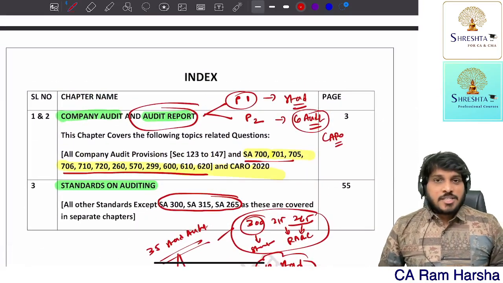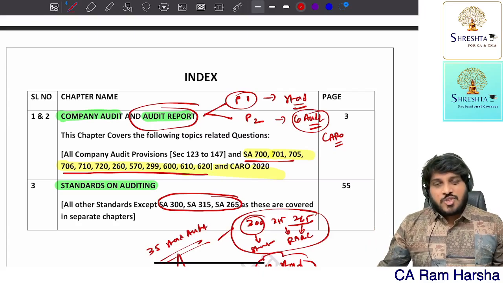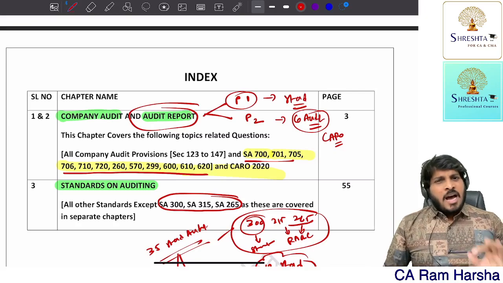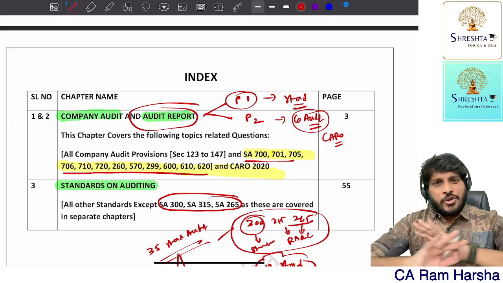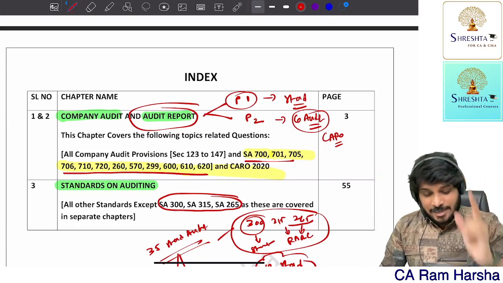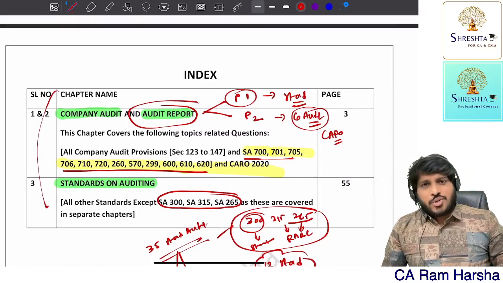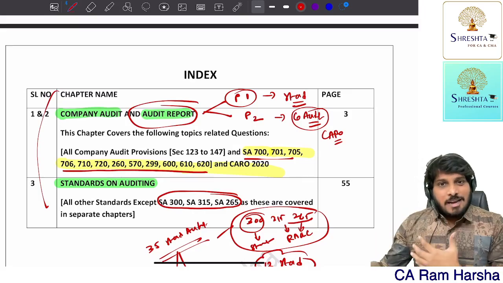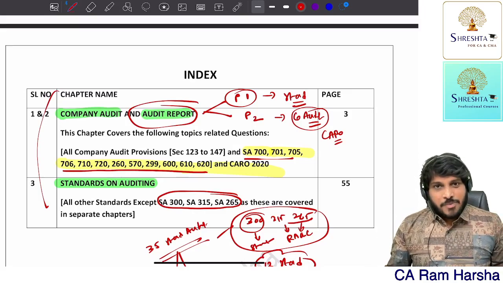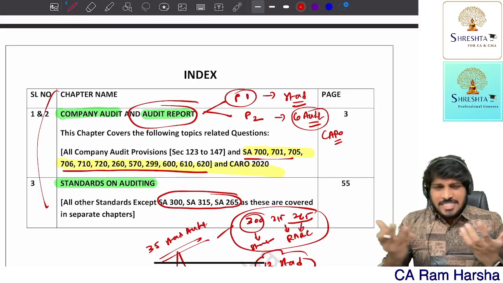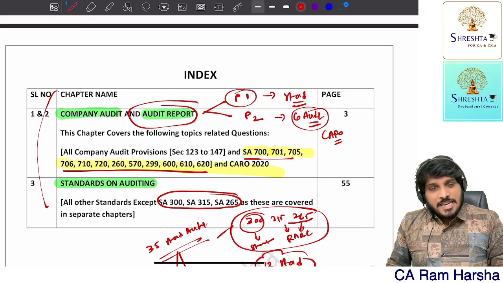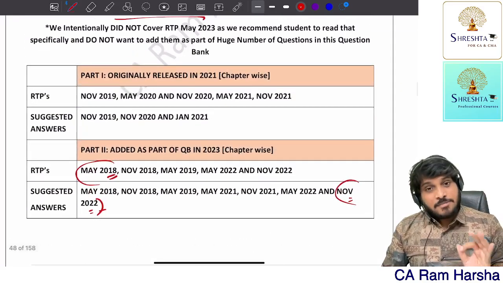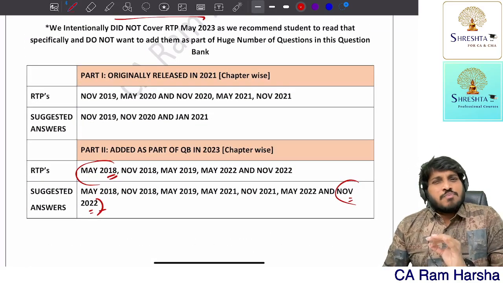Now some students ask me, sir, how many past attempt questions and past examination RTPs do we need to refer? I suggest there is no need to refer for all chapters except these 2. Only for these 2 chapters you refer. For the remaining chapters, no need to refer at all. Why? Because in all other chapters the questions are not complicated. Whatever you read from the main material, the same will come. Getting it? So only for them, if you solve these exam-related question banks and RTPs, that is more than enough.